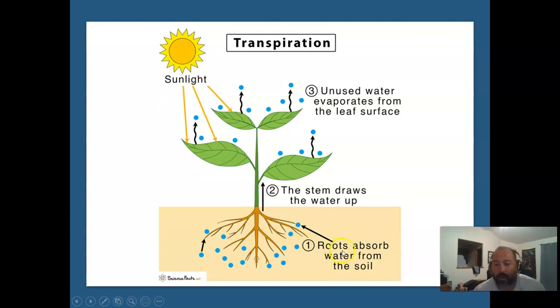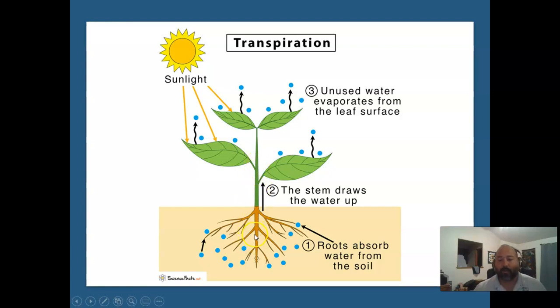So you get the roots absorbing water from the soil. The stem draws the water up. That's the xylem pulling it up from the roots. And why transpiration is important is because any unused water is going to evaporate from the leaf surface, and then some water is going to get used by the leaf and then become water vapor in this transpiration process.